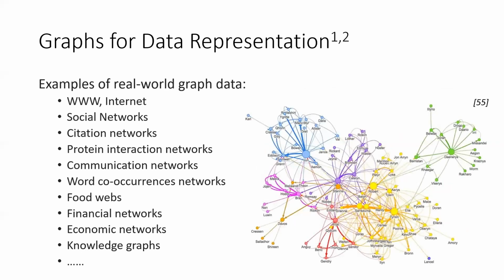Yeah. So some examples of real-world data: the internet, the World Wide Web, social networks, citation networks, protein interaction networks, communication networks, word co-occurrence networks. That means you have a network where the nodes are words, and if the words appear in the same sentence, this is a co-occurrence relationship, and you can represent it. Food webs, financial networks, economic networks, and knowledge graphs will become more and more ubiquitous in analytics. And an example I have here is a particular part of a social network with some people being connected through some relationships, friend relationships, work relationships, and so on and so forth.